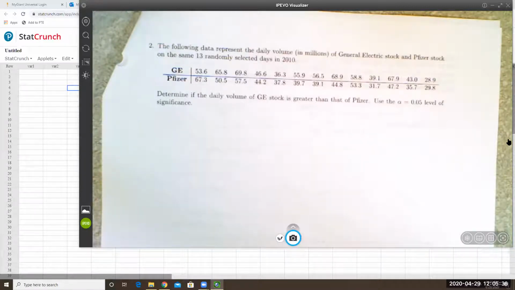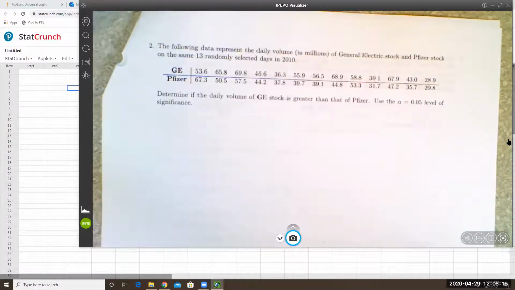Well, we're not talking about volatility or variation or anything like that. And so I think it's pretty safe to say that we're not testing standard deviations here. And we can also rule out proportions, because in order to test proportions, you'd have to say something like, on this many days, out of this many days, this particular thing happened. And that's just not the scenario that we're looking at, right?